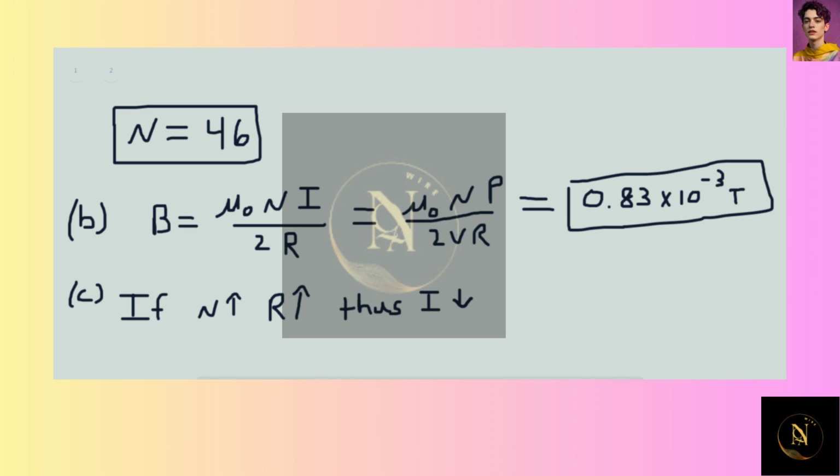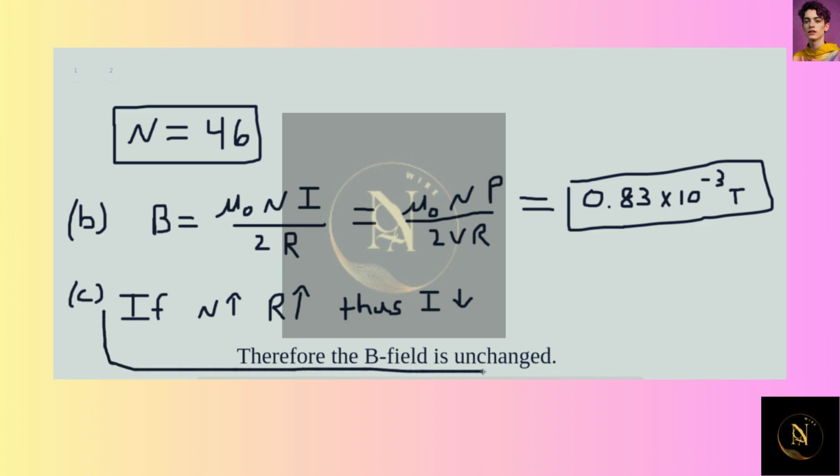So if N increases, R increases, thus I decreases. Even though B is also linearly proportional to N, it will not result in a net increase. So it will actually stay the same. Therefore, the B field is unchanged. We can go ahead and box all of that in as our solution for part C, which is the final part of the question.